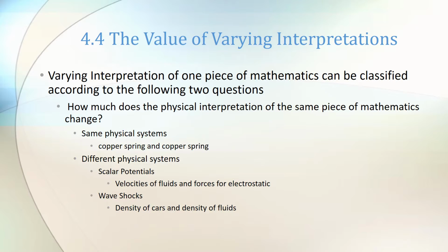For example, we can use the same math in the same kind of physical systems. In these cases, we just move from one system to another system of the same kind. For instance, from a copper spring to another copper spring.